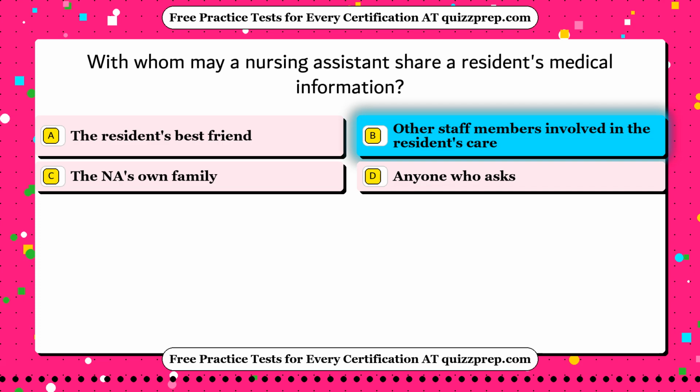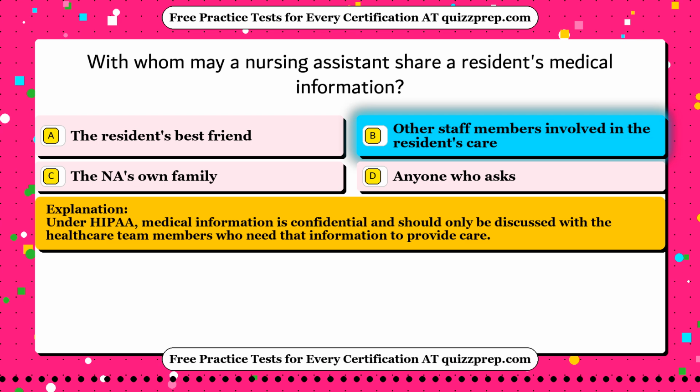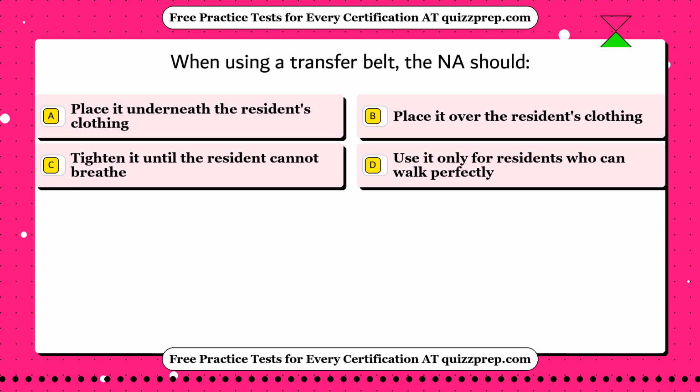The correct answer is option B. Other staff members involved in the resident's care. Under HIPAA, medical information is confidential and should only be discussed with the healthcare team members who need that information to provide care. Question 32. When using a transfer belt, the NNAAP should: Option A.